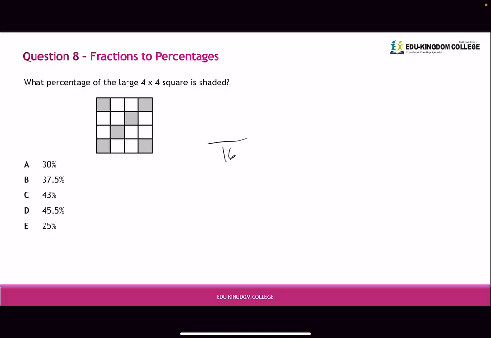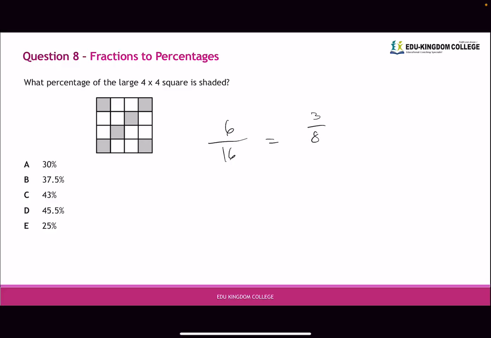So we'll try and calculate a fraction first. It's a 4x4 square. Total squares is 16, and we can see here the shaded squares is 6. Now, we're going to simplify that first, make it 3/8. And then what we want to do is, because when we convert to a percentage, we need to multiply by 100%. So we're going to try and make the denominator 100 or as close to 100 as we can.